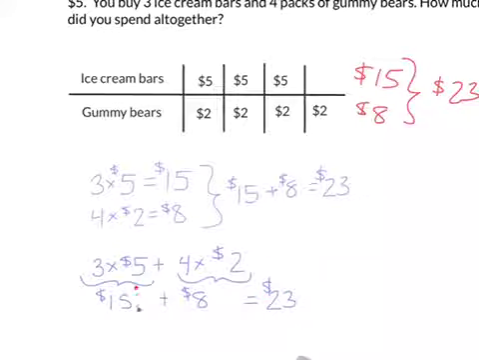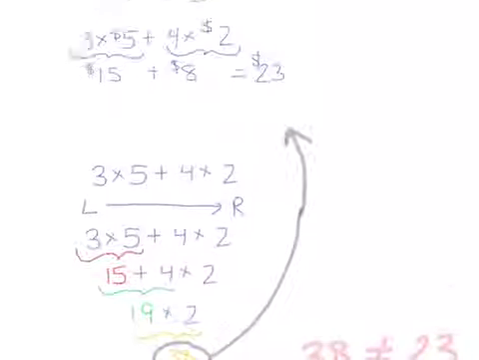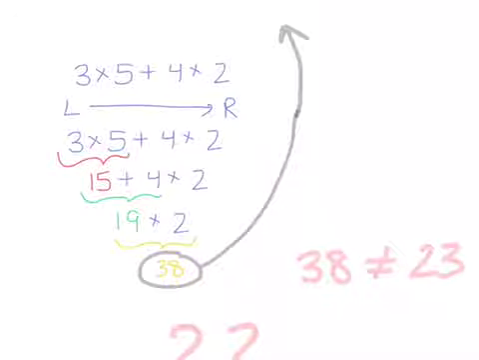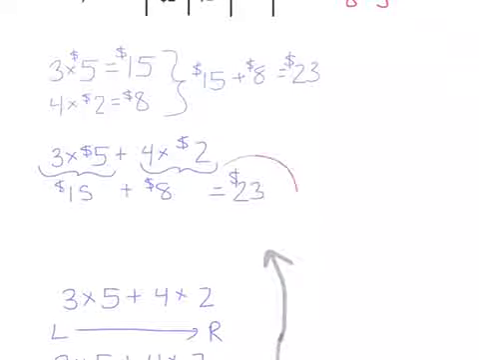Now if we look at this equation and we did it from left to right instead of doing the multiplication first, we would have 3 times 5 is 15 plus 4 is 19 times 2. And that would give us a total of 38, which is wrong. We know that if we have 3 ice cream bars at $5 each and 4 gummy bears at $2 each, we need to do the multiplication first. And then we can add those 2 numbers together. So we know that the 23 is the correct answer.